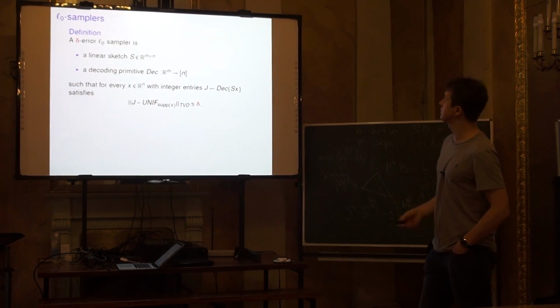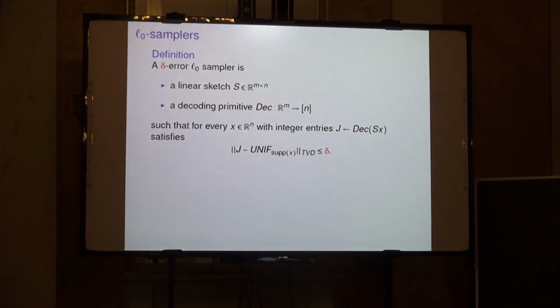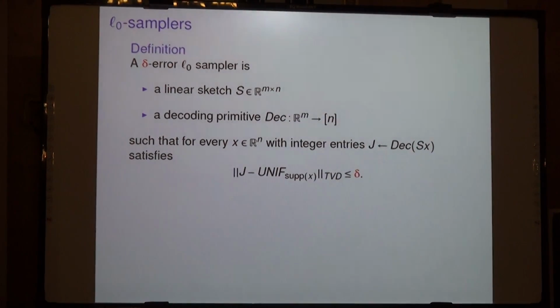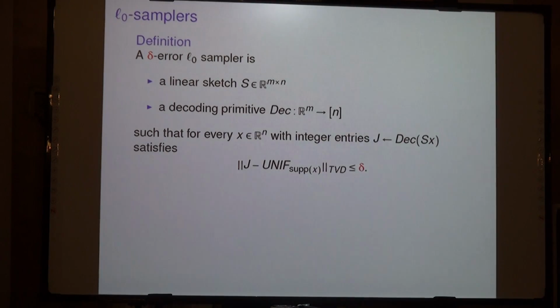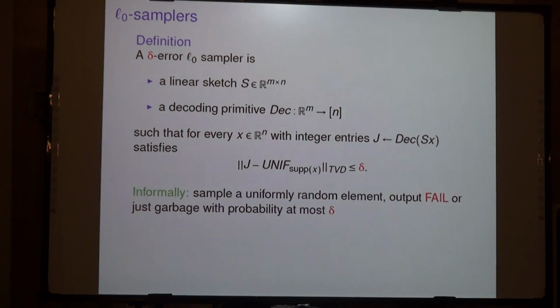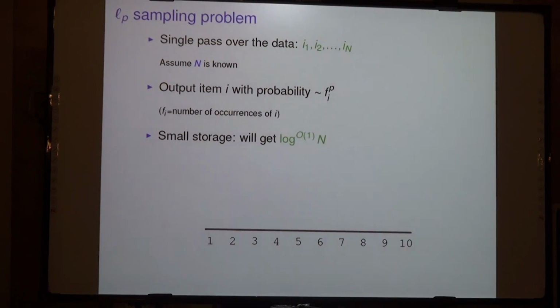Okay, so L0 samplers. Let me remind you what these are. Basically, an L0 sampler is a linear sketch that takes an n-dimensional vector, compresses it to a few dimensions, and most of the time, except for a low probability error event, lets you output a uniformly random coordinate from the support of the vector. In fact, this is a special case of a somewhat more general primitive, known as the LP sampling problem, or LP samplers.